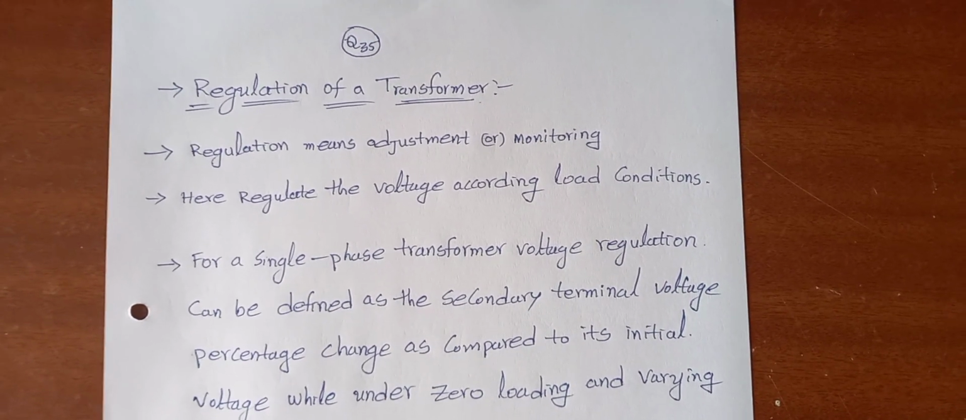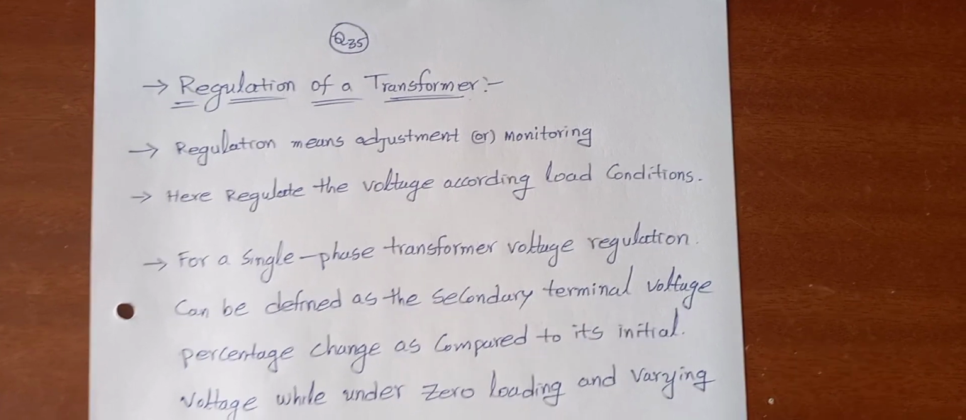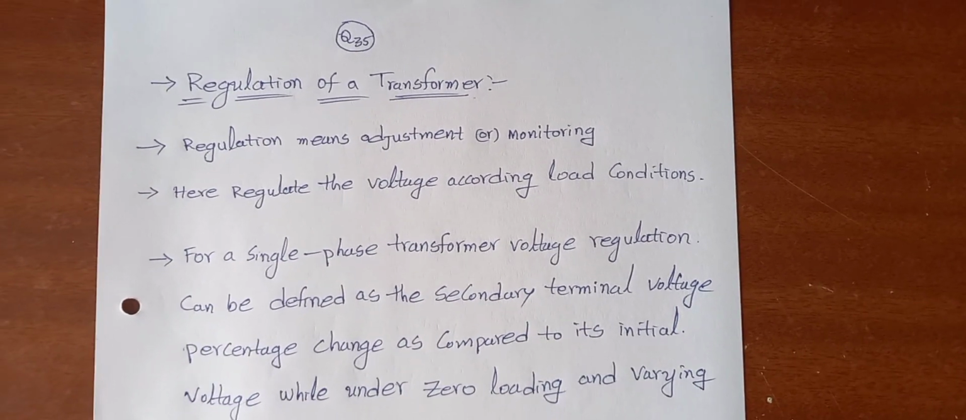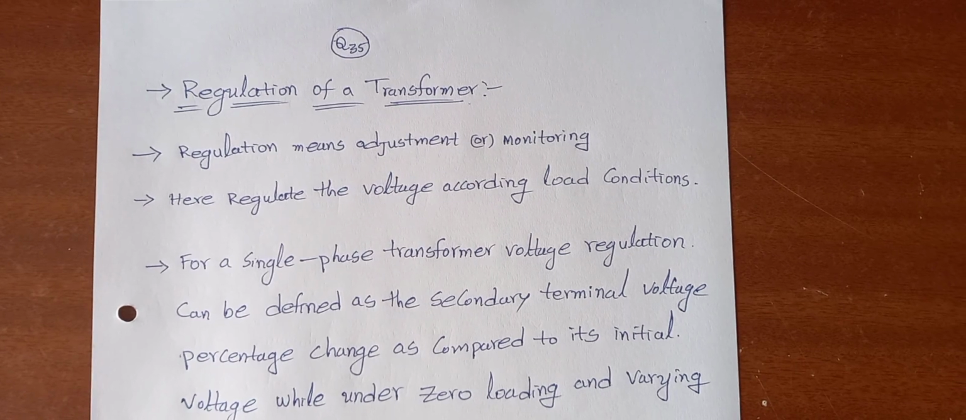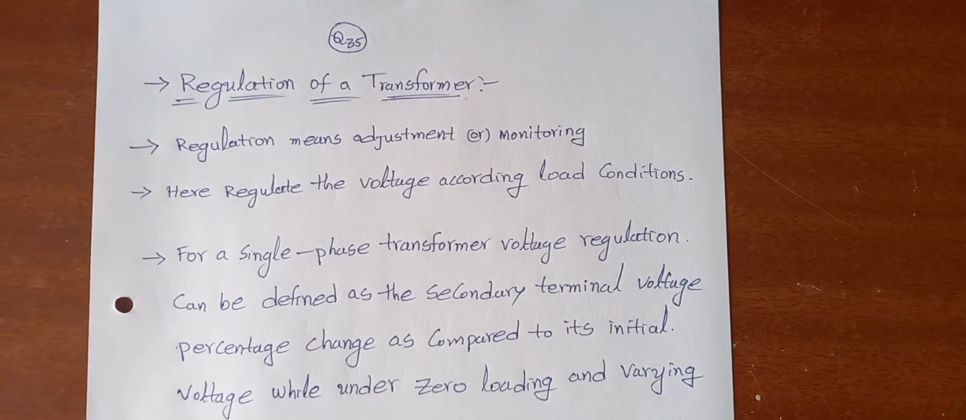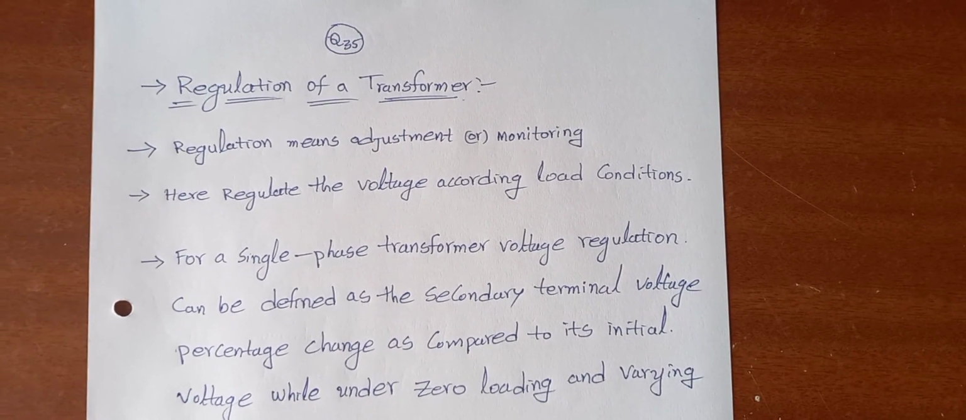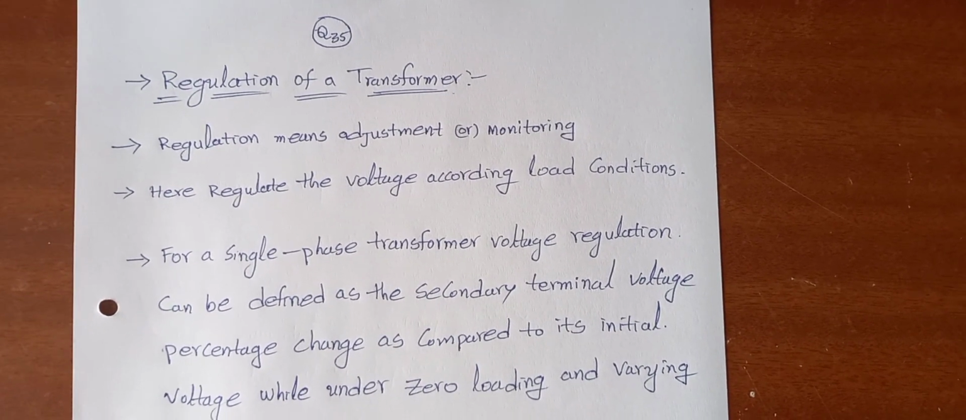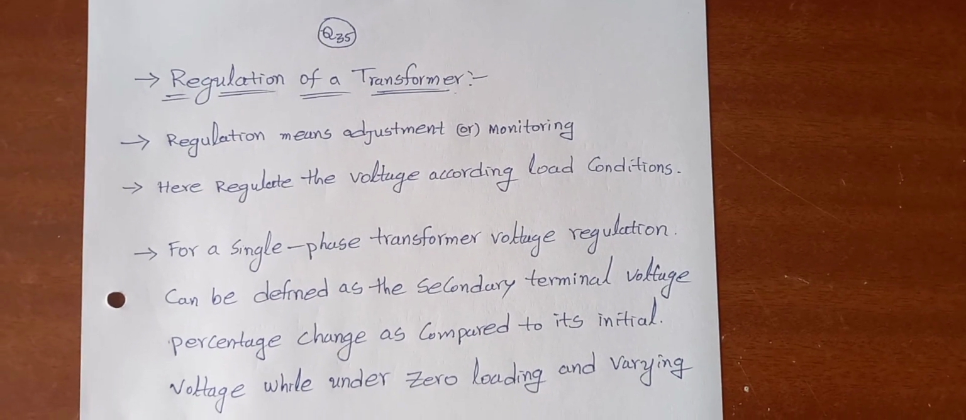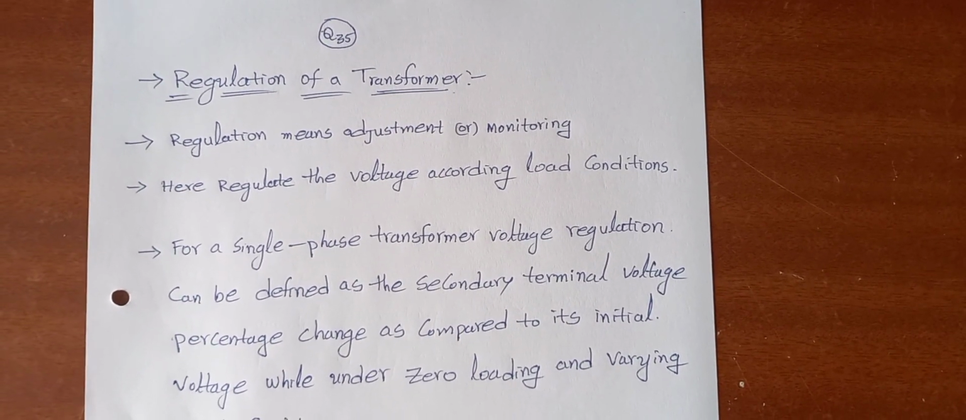Suppose, for example, a fan also has a regulator. That regulator varies the speed. It means whenever we need to increase or decrease the speed, we use the fan regulator. The same thing here: by using the transformer regulator we are increasing the voltage value or decreasing the voltage value by the regulation of transformer.